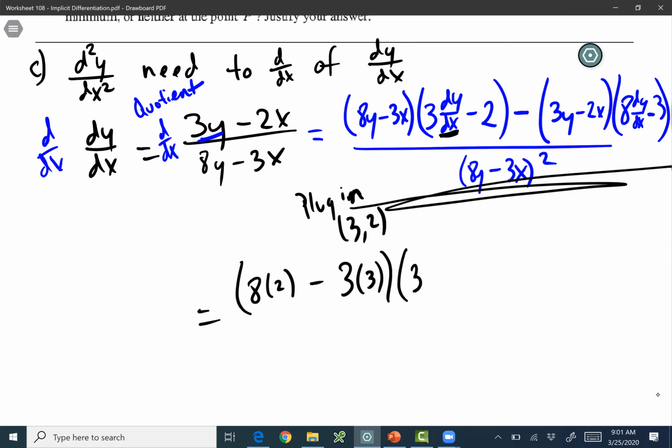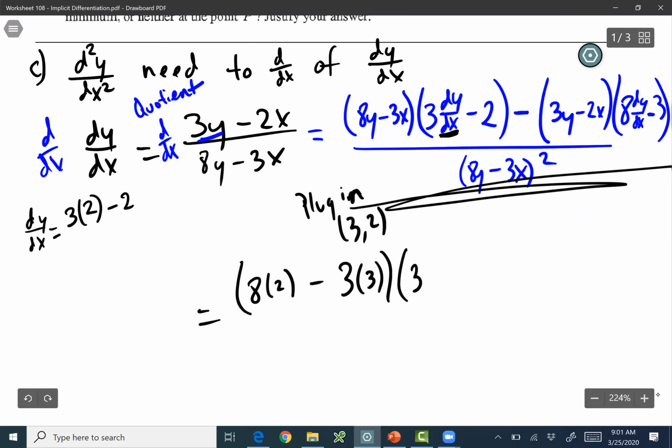Well, what was the slope? Our slope was 3y minus 2x over 8y minus 3x. So 3 times, we're going to plug it in there. 3 times 2 minus 2 times 3 over 8 times 2 minus 3 times 3. This is probably the hardest part of this. So that gives us 6 minus 6 over 10, which is 0.